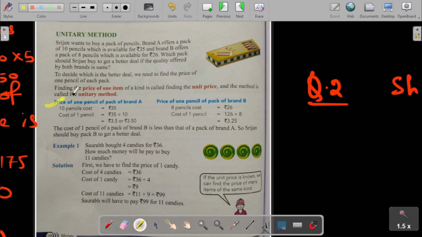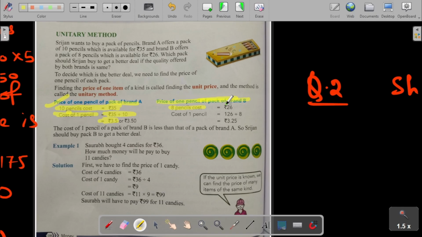এবার দেখো এখানে কি বলেছে? The price of one pencil of a pack of brand A. Suppose the 10 pencil cost is 35. The cost of one pencil is what? 35 divided with 10 and we'll get 3.5. So the cost of one pencil of a pack is 3.5.